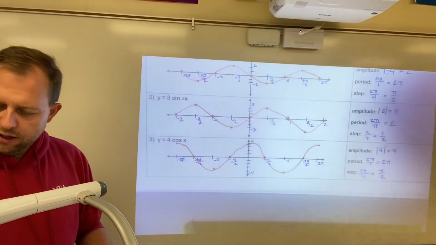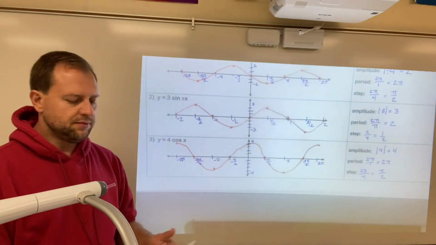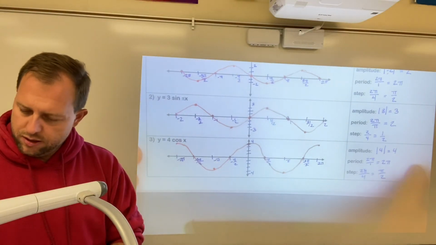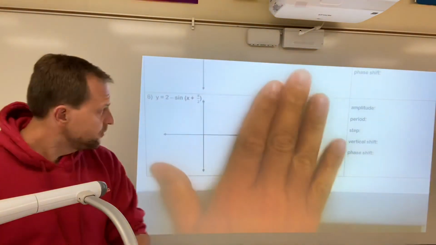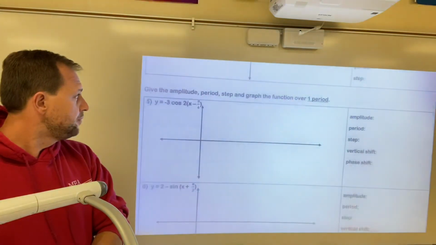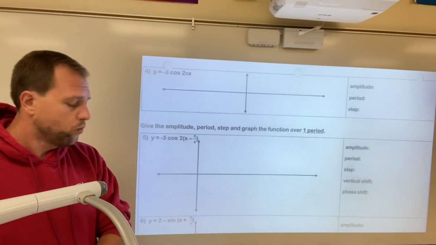Take a minute for you to look at that, and then we're going to switch to the next page. Next page. Number 4. Our last review problem from section 1.